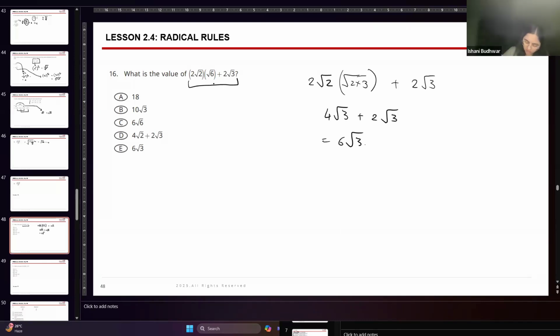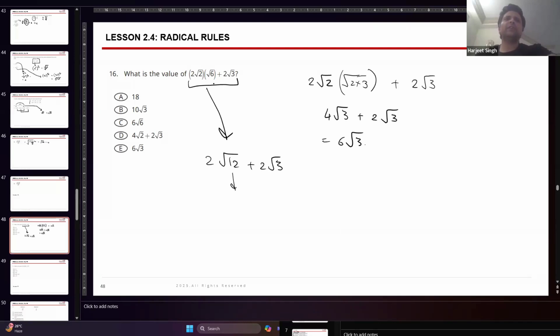What you said is also possible. So 2 root 12 plus 2 root 3. Now root 12 can be written as root of 4 into 3. So root of 4 is 2. So this becomes 4 root 3 plus 2 root 3. Again, same answer.